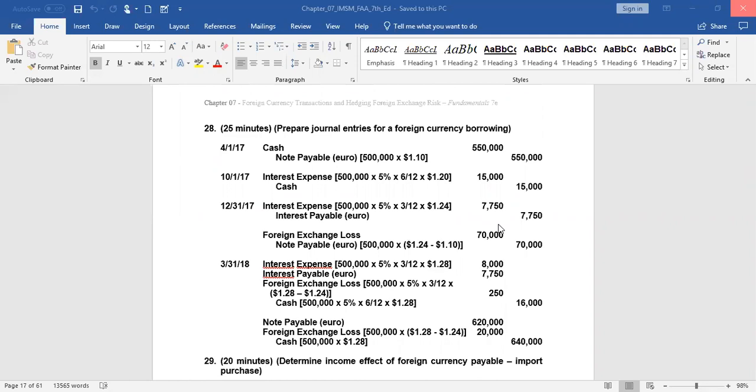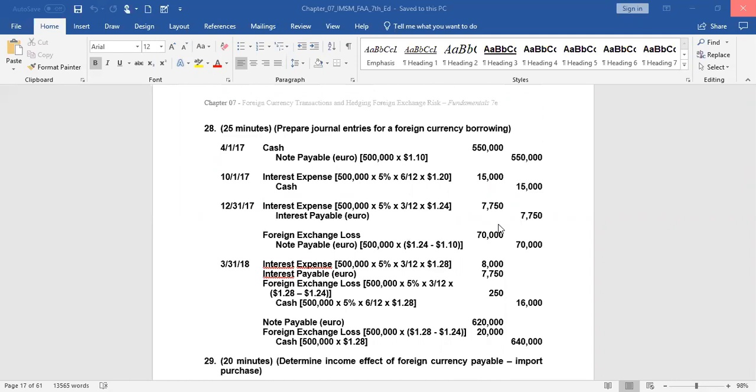And if you're like, what? How do you get that? Check it out. 500,000 euros times 5% for 6 months. So in terms of euros, you're paying 12,500, but €1 is $1.28 in US dollars. So multiply it by $1.28. The cash is 16,000.